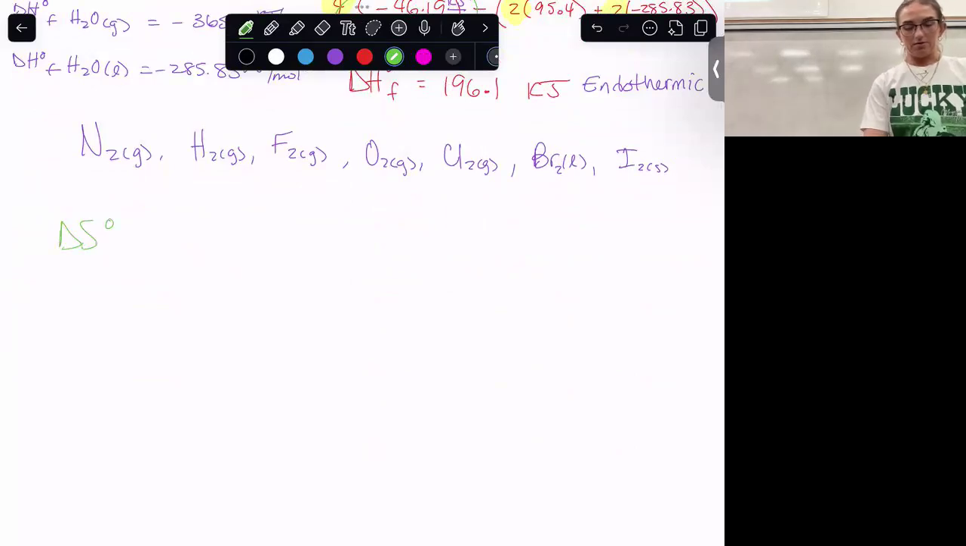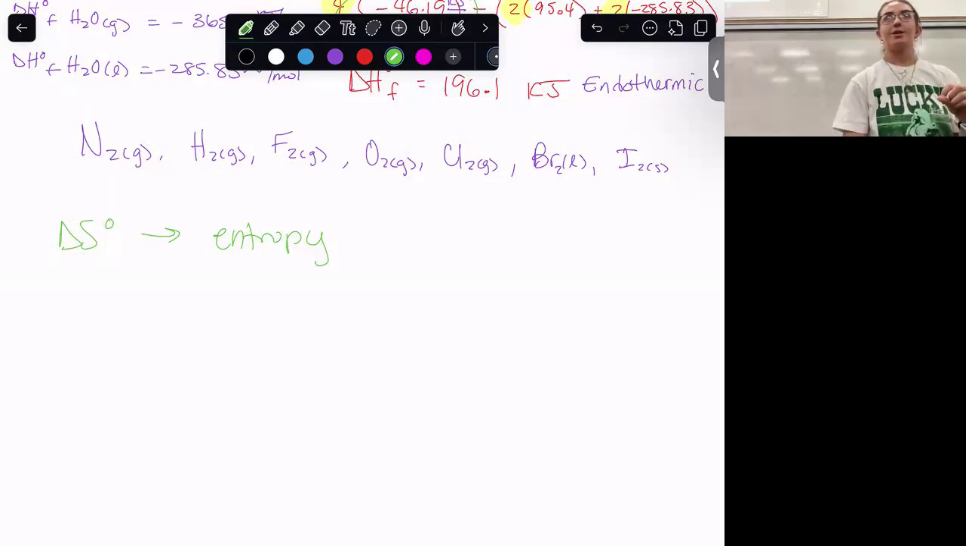What does delta S mean? Entropy. This is your entropy, and what does that mean? What does that refer to? Energy dispersed? Or how dispersed the particles are? Kind of, it's on the right track. Is it disorder? It's disorder. Yep, this refers to disorder of something.